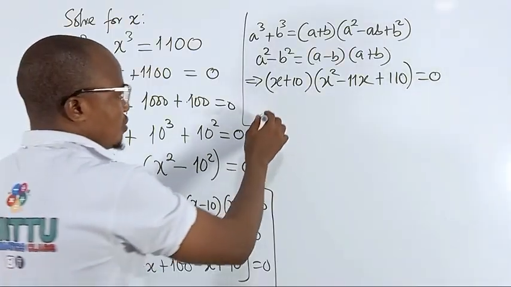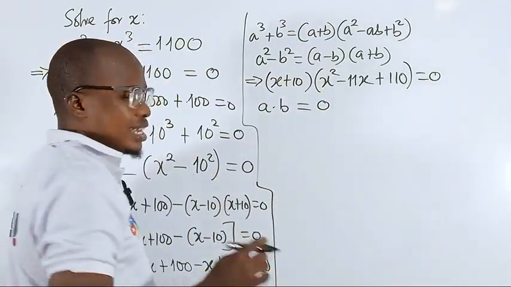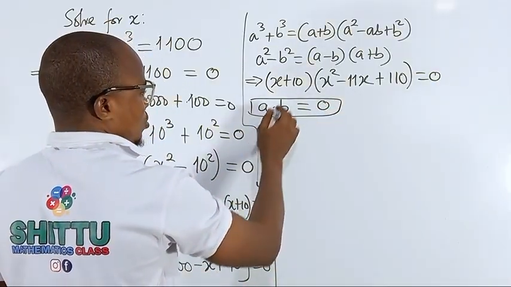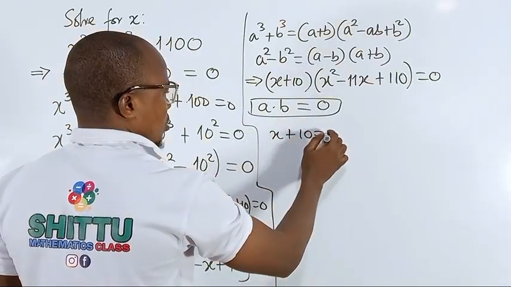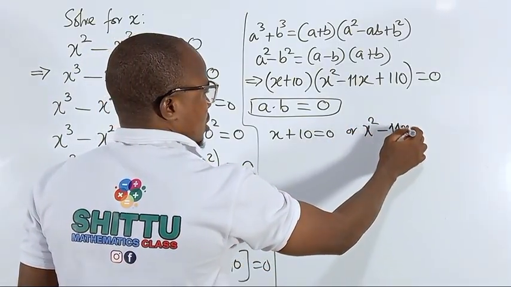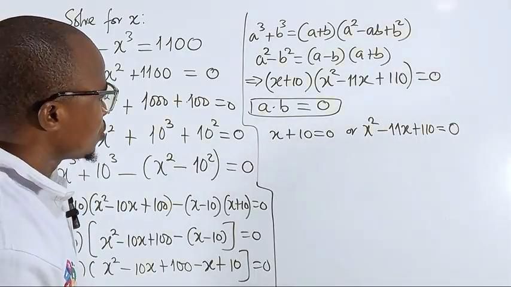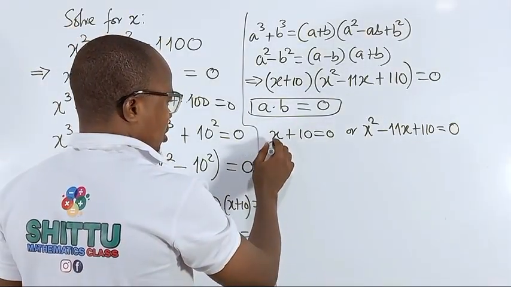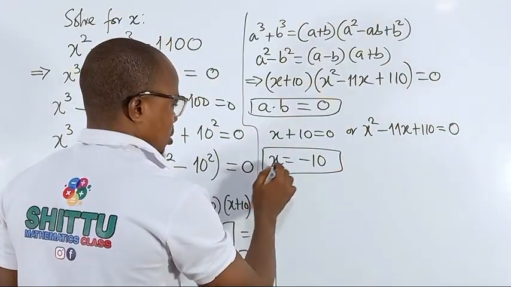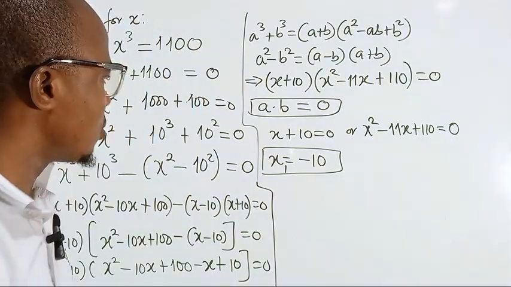So now from here, when you have a times b, you know that it's always equal to 0, either a equals 0 or b equals 0. So now this identity is what we are going to use. This is going to be x plus 10 equals 0, or x squared minus 11x plus 110 equals 0. Understood? So now from here, we have x equals minus 10. So keep this one. We have minus 10 as one of the solutions we are looking for.